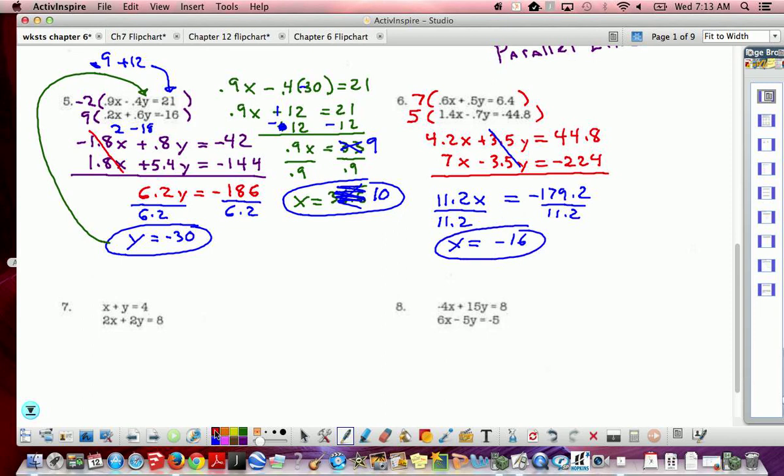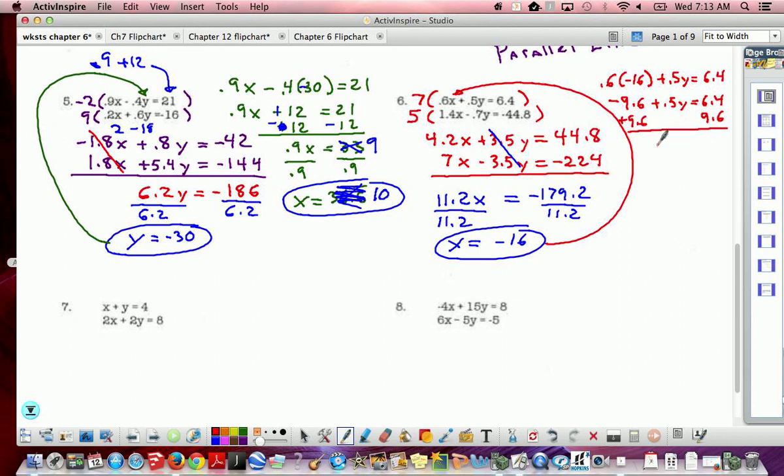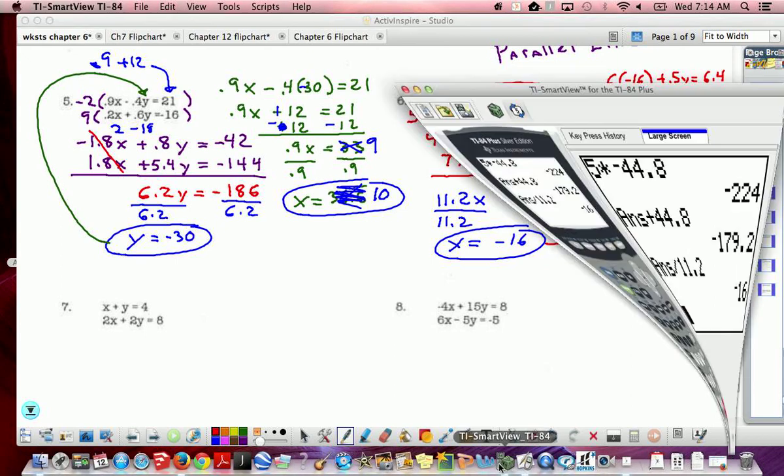Let's plug that back in and solve for y. So if I plug it in for x here, 0.6 times negative 16 plus 0.5y equals 6.4. So that's negative 9.6. So I'm going to add 9.6. When I do so, I have 0.5y equals 16. Divide by 0.5. Y equals 32.